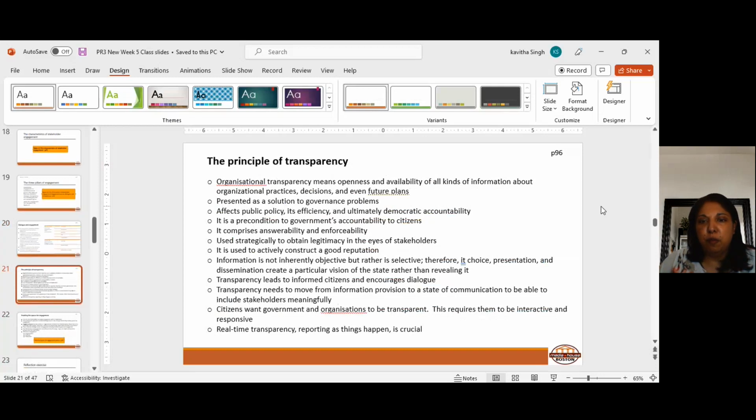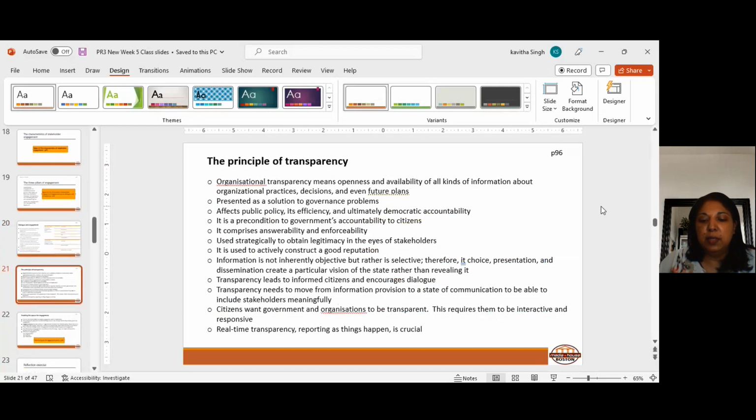It is a form of being open, honest, being able to be your real self. When they said be transparent, it is to be your real self, not to put up a wall and position yourself as someone different. So when we speak of organizational transparency, what this means is openness and availability of all kinds of information about organizational practices, decisions, and even future plans.